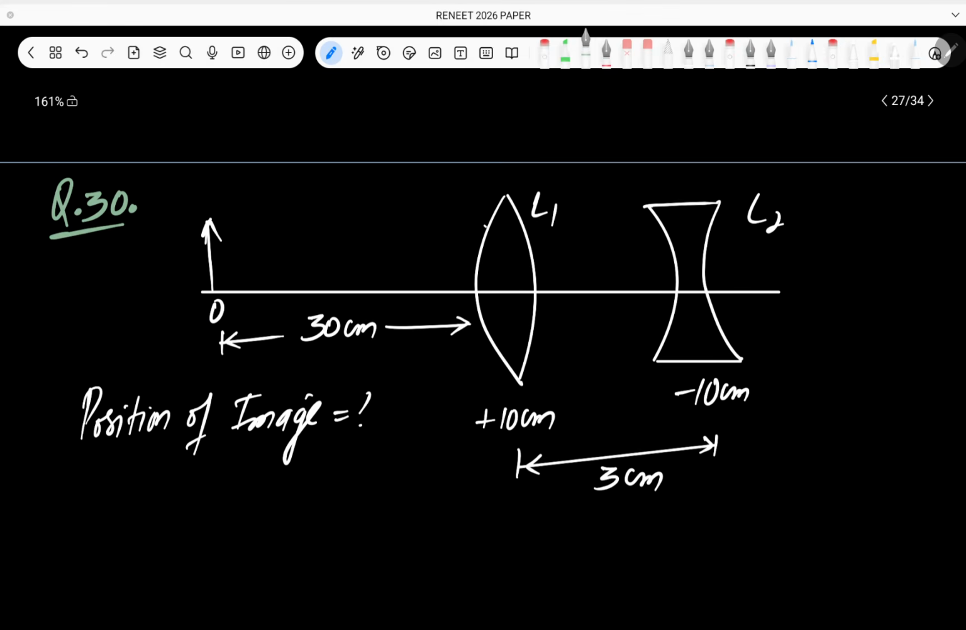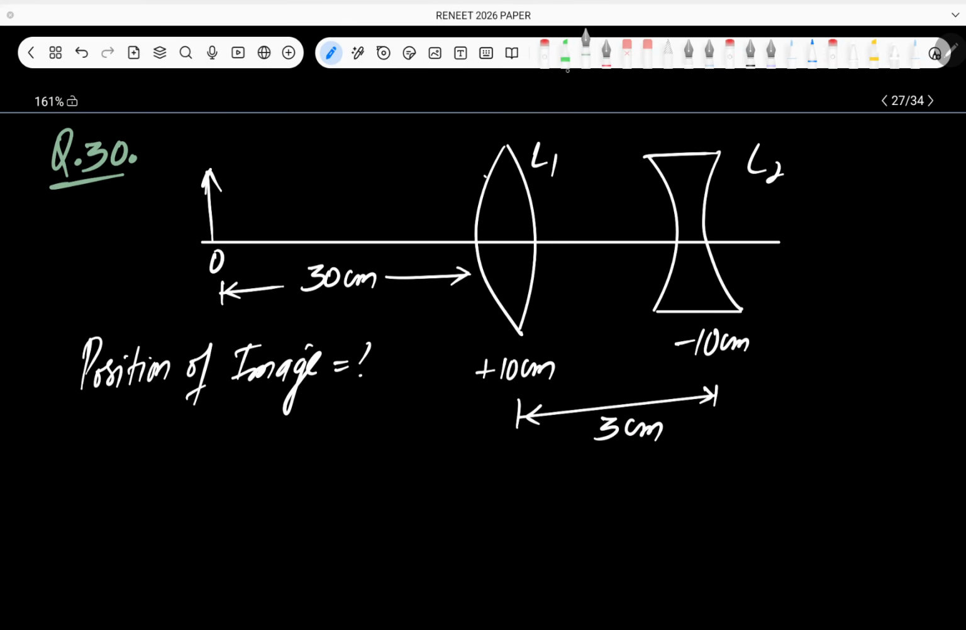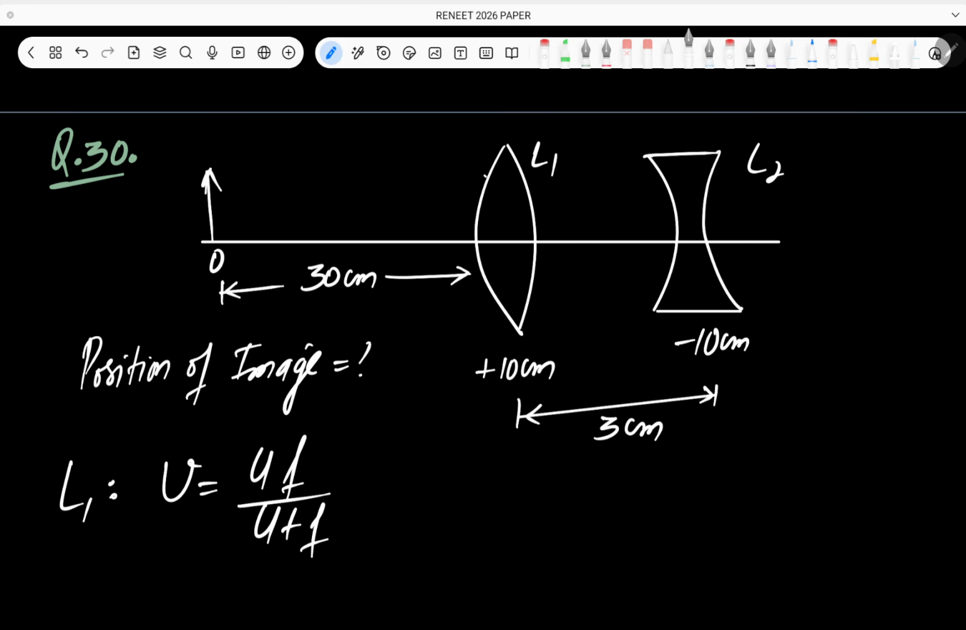Okay, let's move ahead. Question number 30 is an optics question. Okay, an optics question, so two lenses here, L1 and L2. This is a typical question, almost every single teacher shows this question, so let's try to do that. So first of all, for the lens L1, the lens formula will be UF divided by U plus F. The object distance given to you is 30, so it is minus 30.